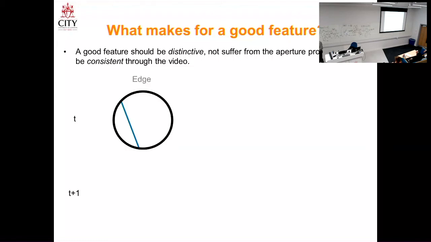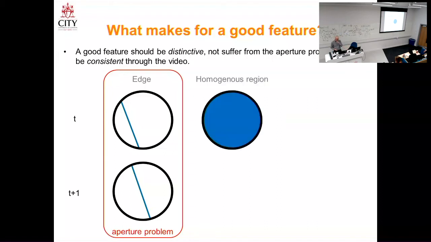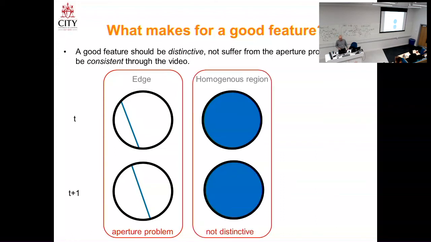So let's think about edges for a second. Let's say I have an edge at time t, and then I have another edge at time t+1. This actually isn't such a good feature to track because we've got the aperture problem, as we described earlier. So what else can we try? What about homogeneous regions? Here maybe I have a region that's white or blue. Well, that's not so good to track either because it's not distinctive. We touched on that earlier when we were talking about optical flow. What about corners?